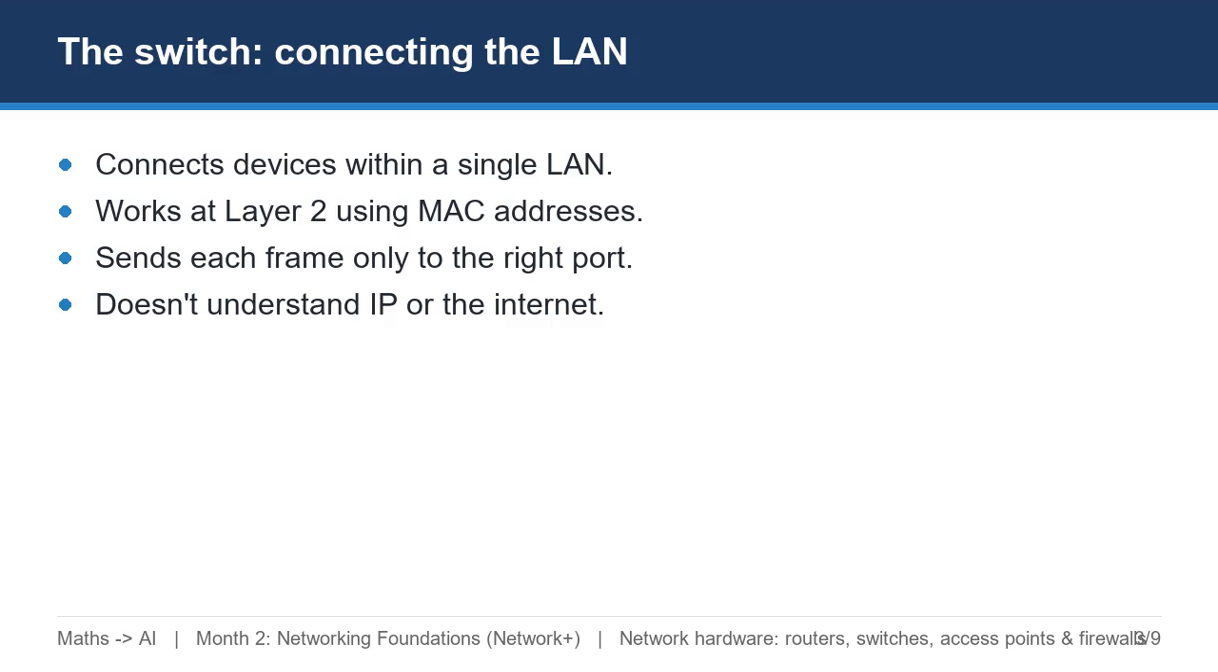First, the switch. A switch connects devices within a single local network. It works at Layer 2 and forwards data using MAC addresses. When a frame arrives, the switch checks its table and sends it only out the port where that device actually lives. Efficient and private. A small office might join every PC, printer, and server with one 24-port switch. But a switch doesn't understand IP addresses or the internet at all.